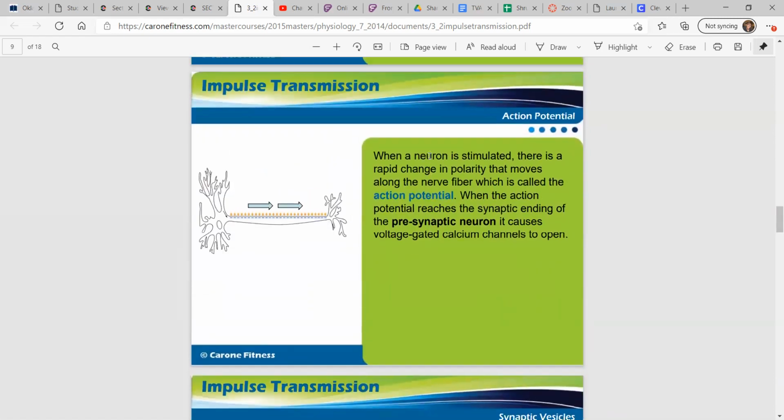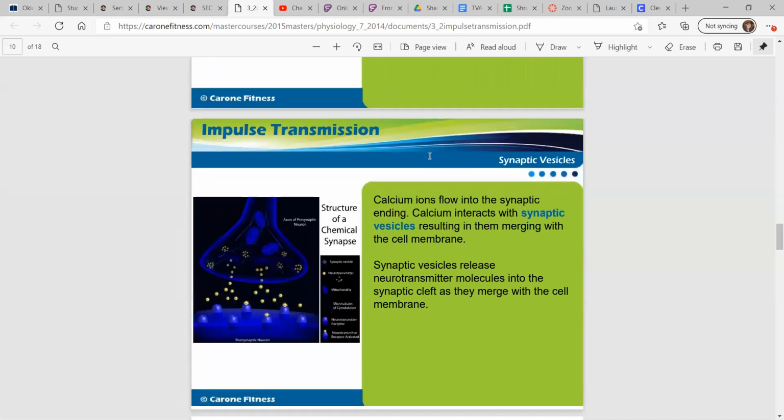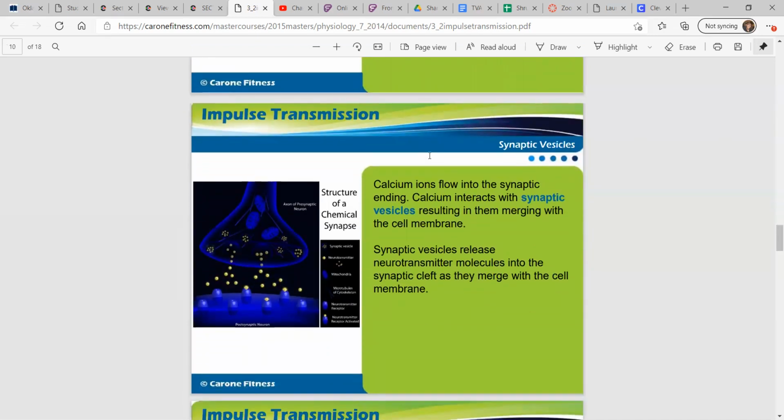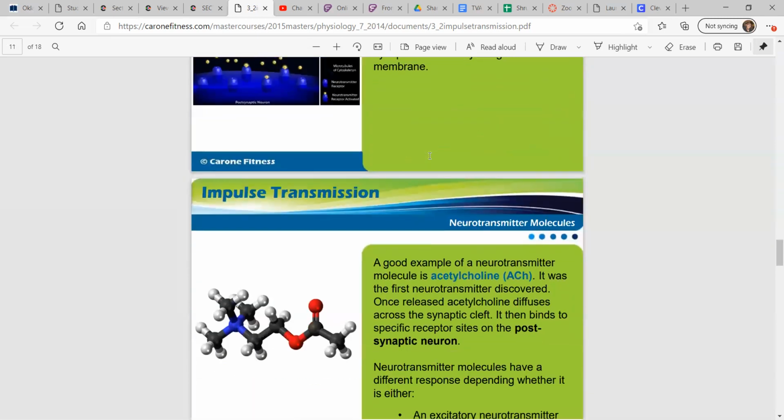When a neuron is stimulated, there is a rapid change in polarity that moves along the nerve fiber, which is called the action potential. When the action potential reaches the synaptic ending of the presynaptic neuron, it causes voltage-gated calcium channels to open. Calcium ions flow into the synaptic ending. Calcium interacts with synaptic vesicles, resulting in them merging with the cell membrane. Synaptic vesicles release neurotransmitter molecules into the synaptic cleft as they merge with the cell membrane.